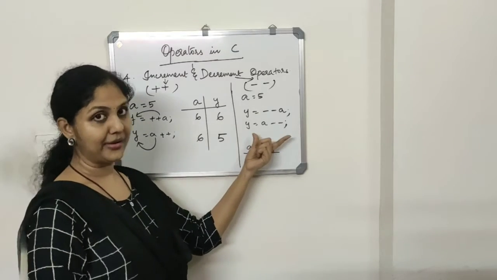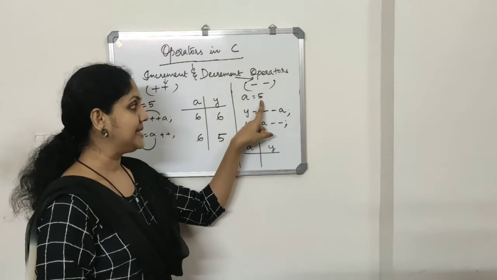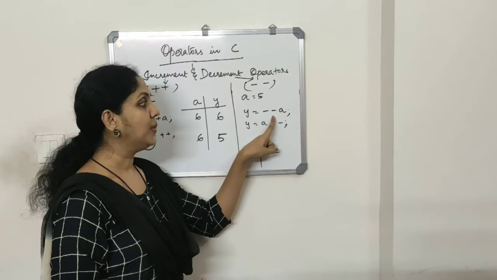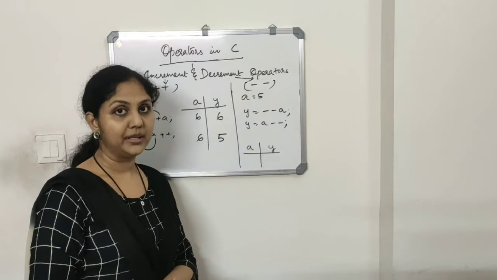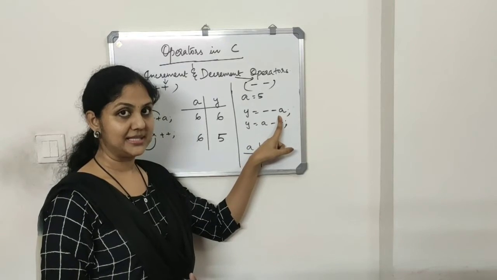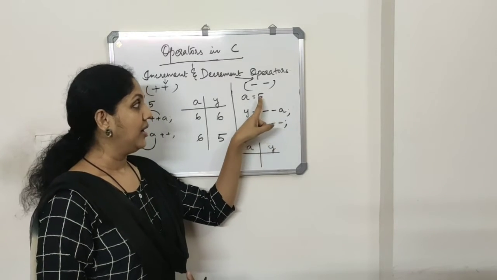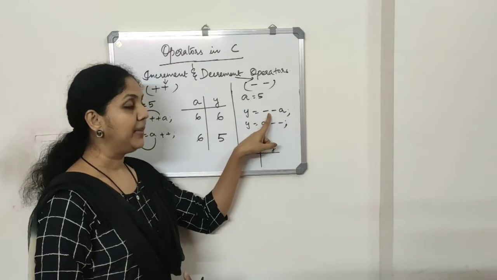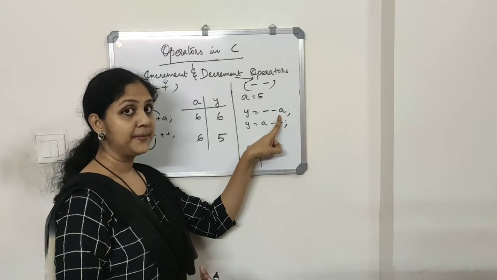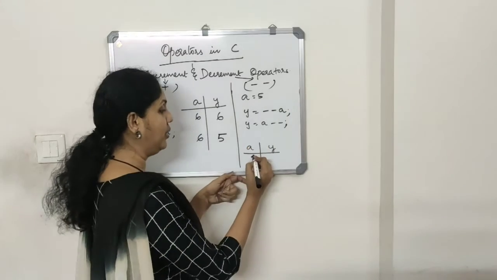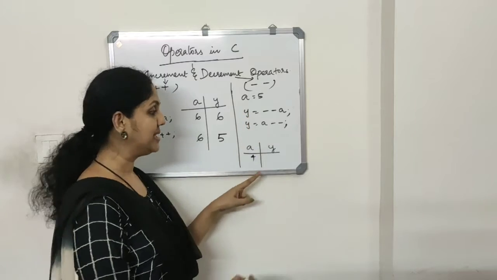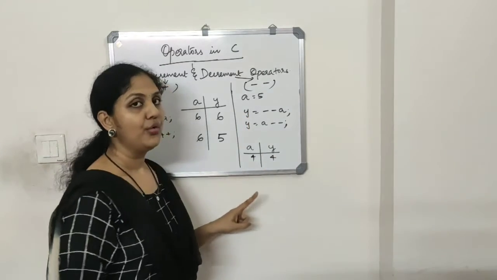So this time you have to tell the answer. Suppose a is equal to 5. If I am using like this, y equal to minus minus a. What will happen? Just write down the answer. Y equal to minus minus a. Initially a will be decremented by 1. That means the value of a is 4 now. And then the value will be assigned to y. That means y is also 4.